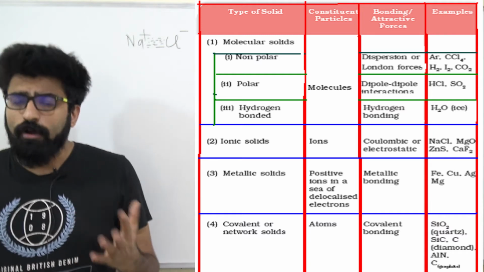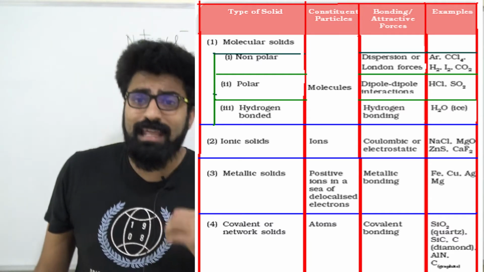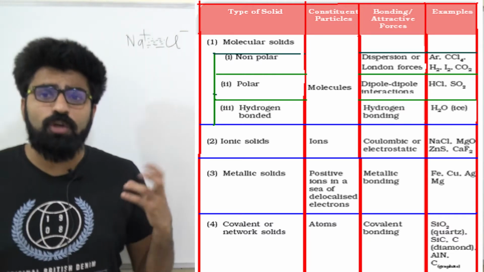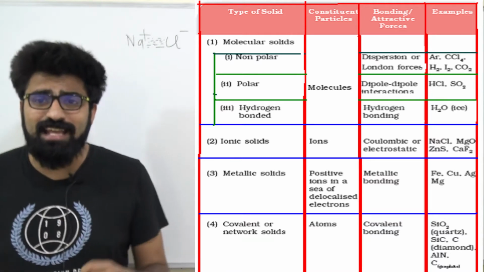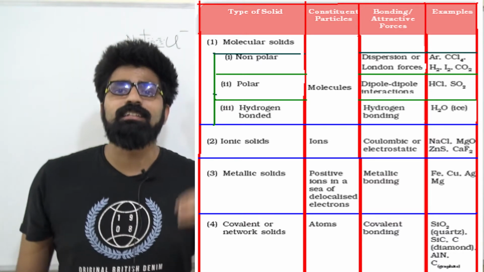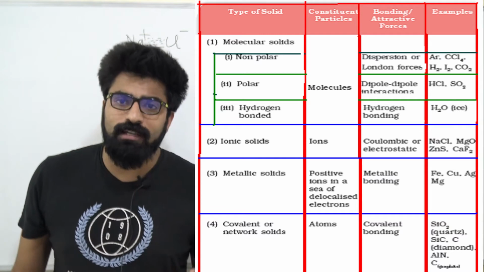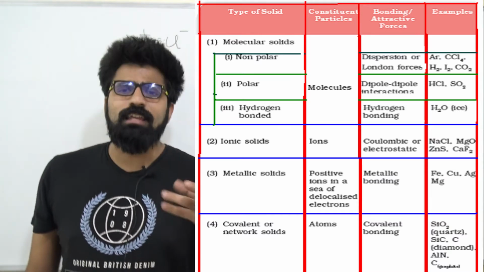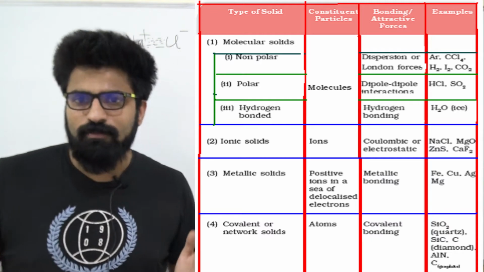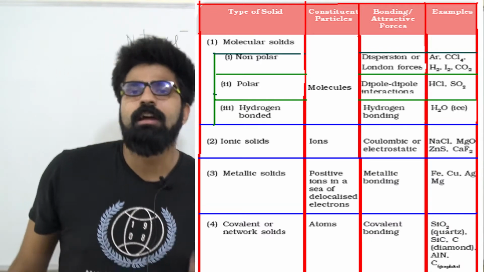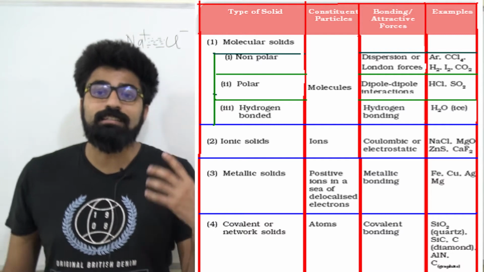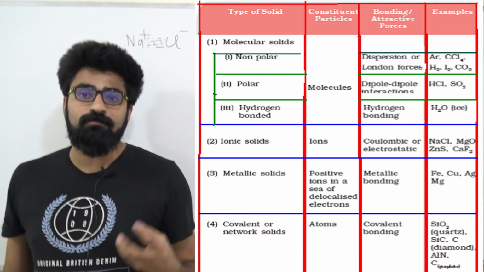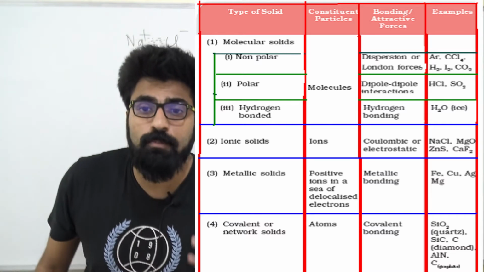Right guys? Okay, understood. The next type of solid that we are going to discuss, after ionic, let's say we will discuss metallic solid first. What kind of solid? Metallic solid. Now my question to you: what are the examples of metallic solid? What are the types of metallic solid?